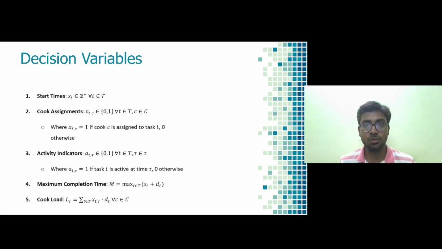Our third decision variable is the activity indicator. It is also a two-dimensional array of dimensions t and tau, where t is the task and tau is the time. Our decision variable a_t_tau is 1 if task t is active at time tau, 0 otherwise. Our fourth decision variable is the max completion time m, where m is the max of the total scheduled task times. Our fifth decision variable is the maximum cook load assigned to each cook.